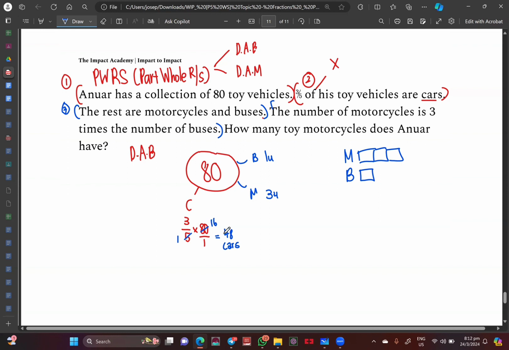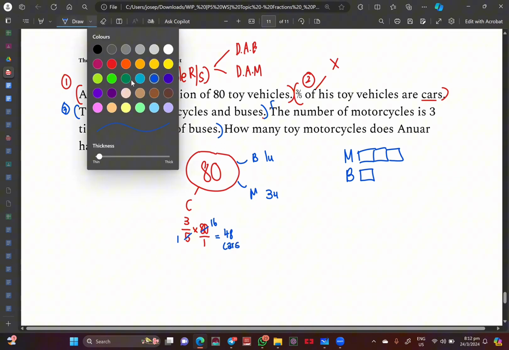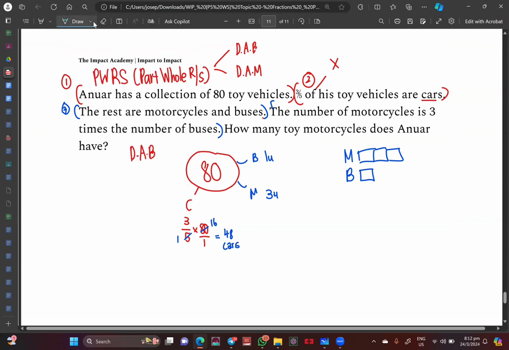Okay, now you realize that the total is 80, isn't it? The total is 80, and if I tell you that cars is 48, you have to confidently tell me that the hidden information is basically for the buses and the motorcycles, and that is basically 80 minus 48, and we get 32. And can you see over here, 32 is the total number of buses and motorcycles, and we can confidently say that 4 units is 32. And what we want to do is find one unit, right? So one unit is 32 divided by 4, we get 8.